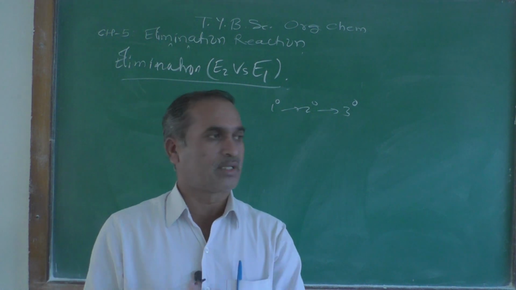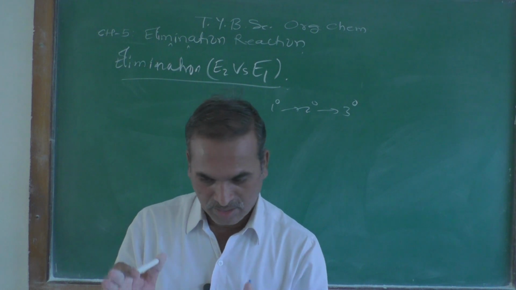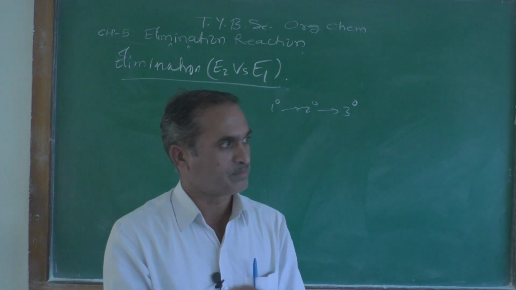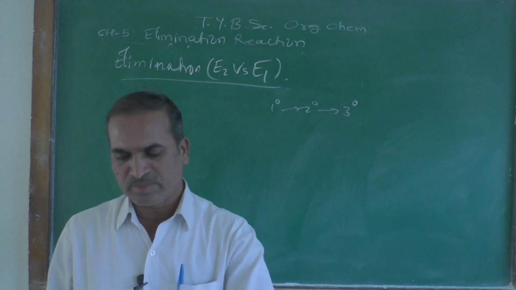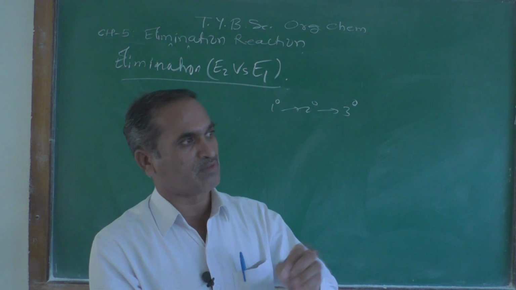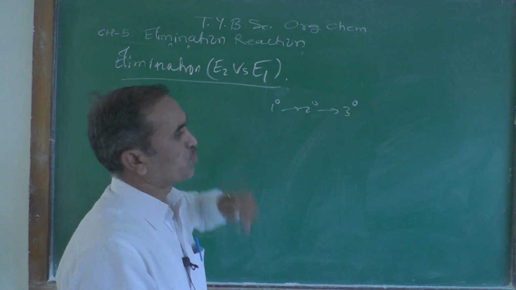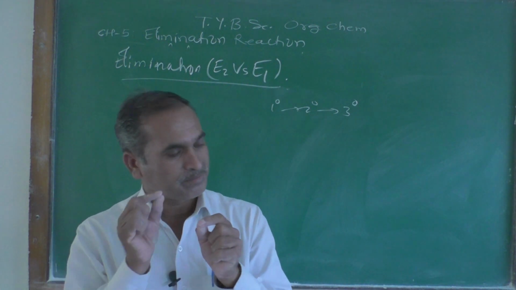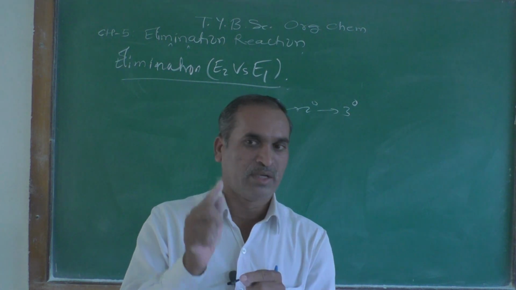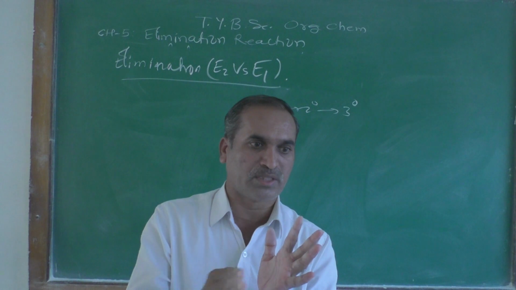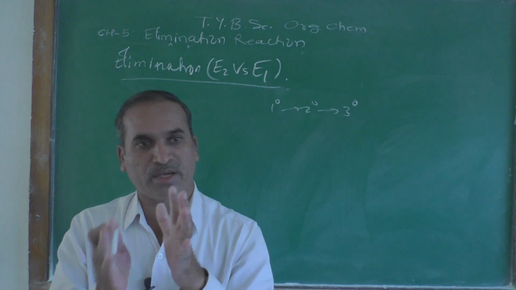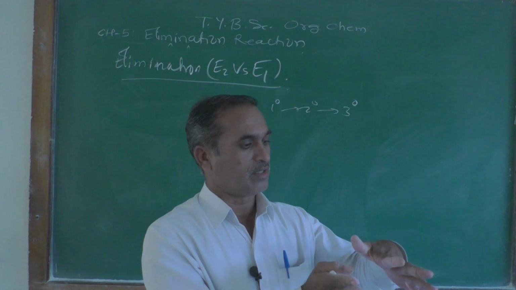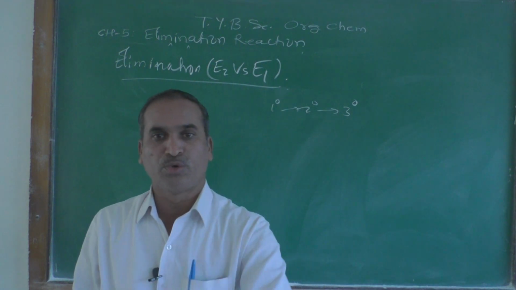It depends upon the bulkiness, the concentration as well as the nature of the base, and both the E1 mechanism as well as the E2 mechanism proceed through the base used. But in the E2 mechanism, the rate depends upon the concentration as well as the nature of that base. Nature means whether it is a strong base or a weak base. Depending upon that, the rate of the E2 reaction is affected.